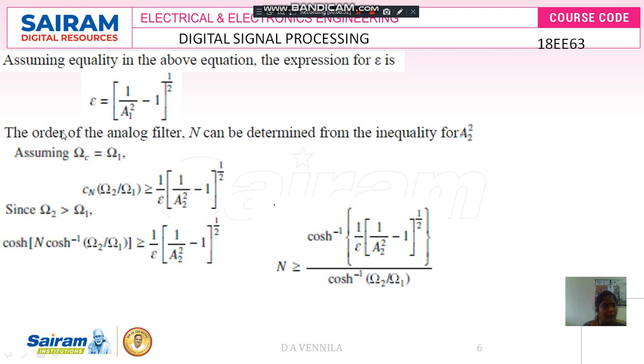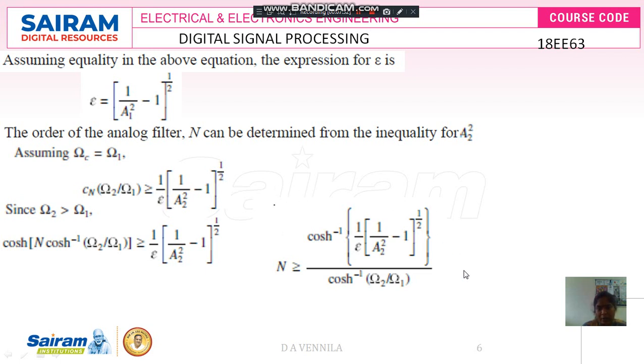The order of the analog filter we need to calculate. In order to find the order of the analog filter, we need to calculate A2 also. So assuming omega c is equal to omega 1, and if you simplify this equation, the order of the filter will be calculated. N is greater than or equal to cosh inverse of 1 by epsilon square root of 1 by A2 square minus 1 divided by cosh inverse of omega 2 divided by omega 1. This A2 is nothing but your gain of your stop band. A1 is nothing but your gain of your pass band. Epsilon is the attenuation factor.